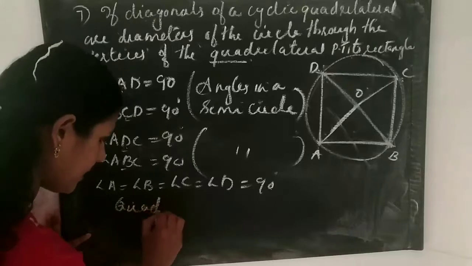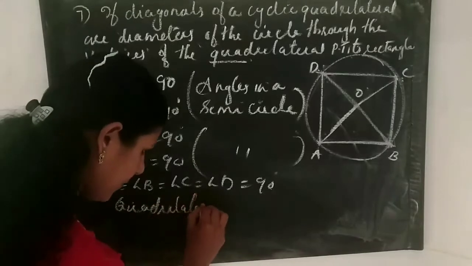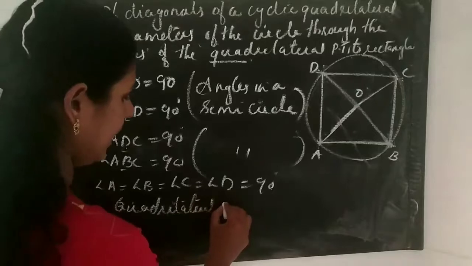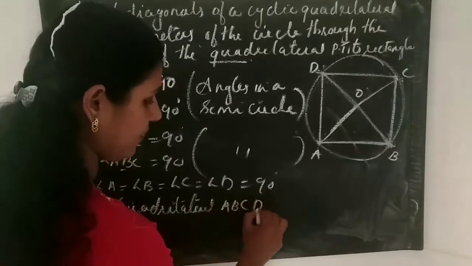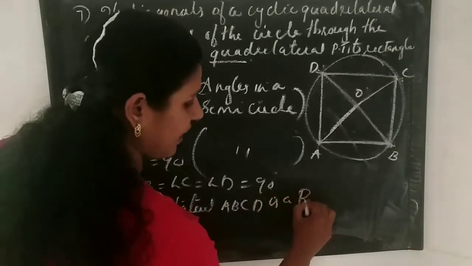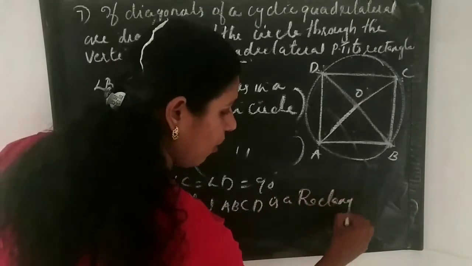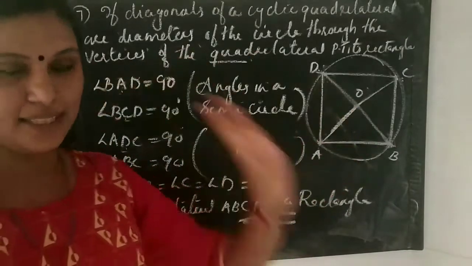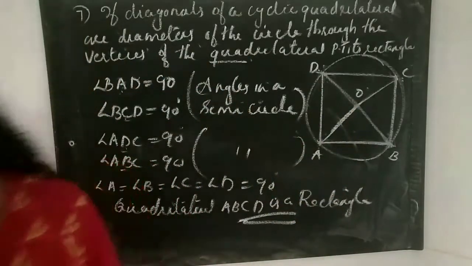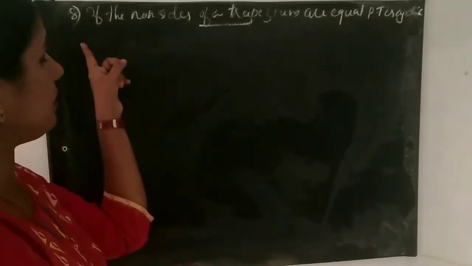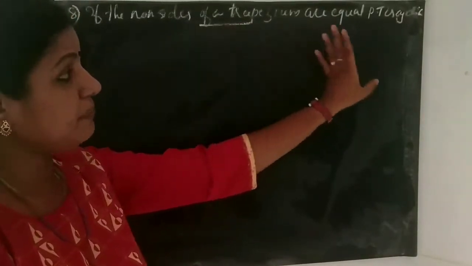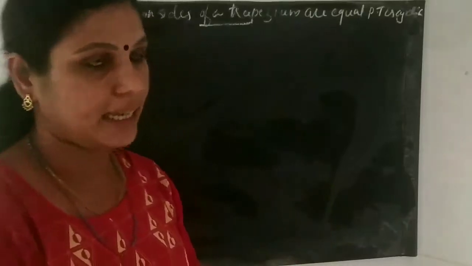So quadrilateral ABCD is a rectangle. We get all the angles are equal, so we get this ABCD is a rectangle. Okay. Then question number 8. If the non-parallel sides of a trapezium are equal, prove that it is cyclic.